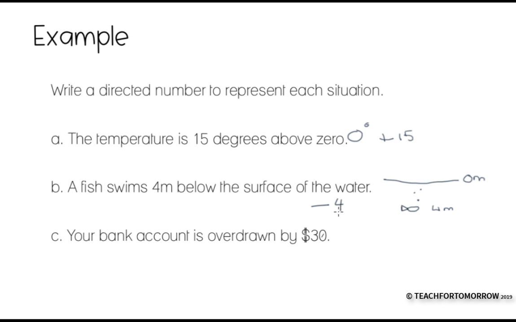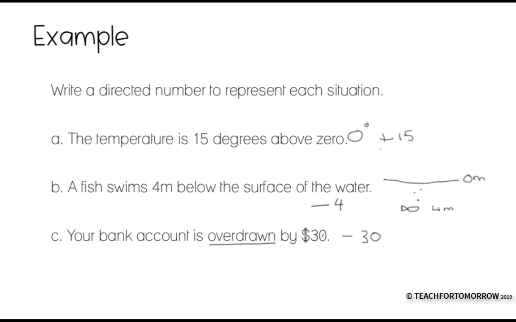And our last one, our bank account is overdrawn. Now this is something you've probably not heard before. Overdrawn means we've taken too much out of our account. So that means I had $0, but I still took $30 out. So that means I would owe my bank $30, and we would show this in our bank account as negative 30. So our three numbers here are positive 15.